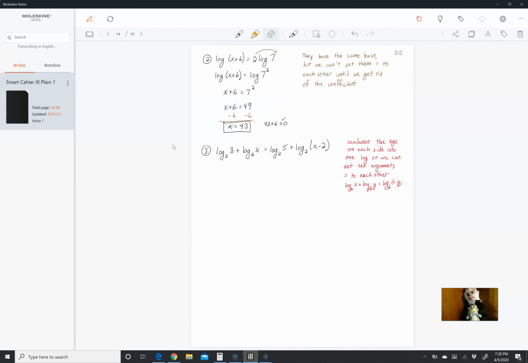That's what we're using here. So we can do both sides at the same time. So this is log base 2 of 3 times x. And this is log base 2 of 5 times x minus 2. And you could skip this step if you want. I'm putting it in here just so that you see where it's coming from. So now you would have to distribute this 5.